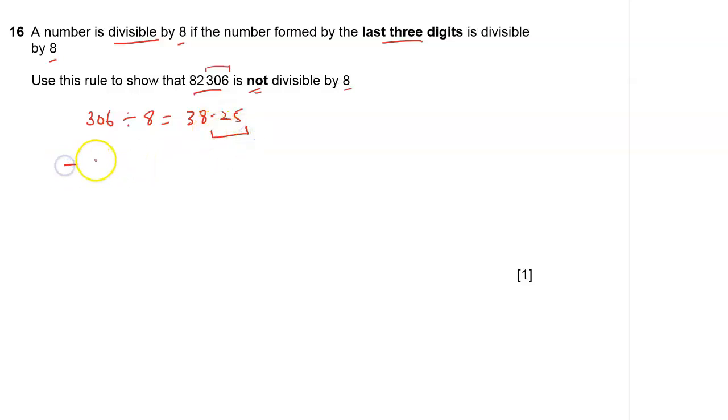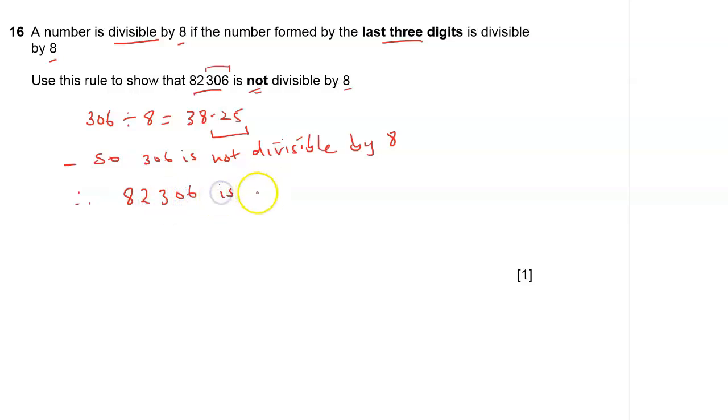And therefore, 306 is not divisible by 8. Therefore, the number 82,306 is also not divisible by 8, as we have shown.